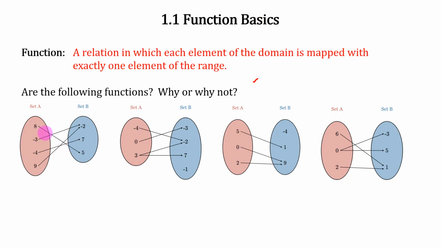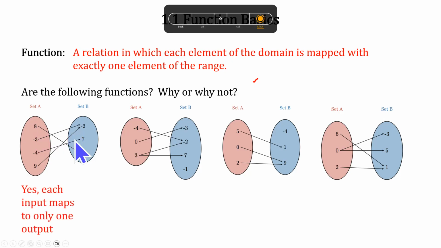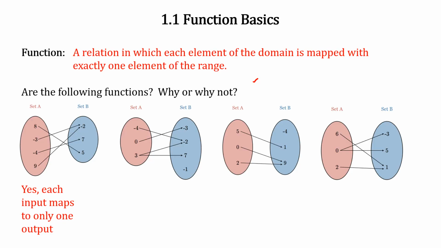So here we see that 8 only goes to 5, -3 only goes to -2, -4 only goes to 7, 9 only goes to -2. It's okay that -3 and 9 both go to -2. It's just -3 can't both go to -2 and to 7. So yes, this is a function. Each input maps to only one output.